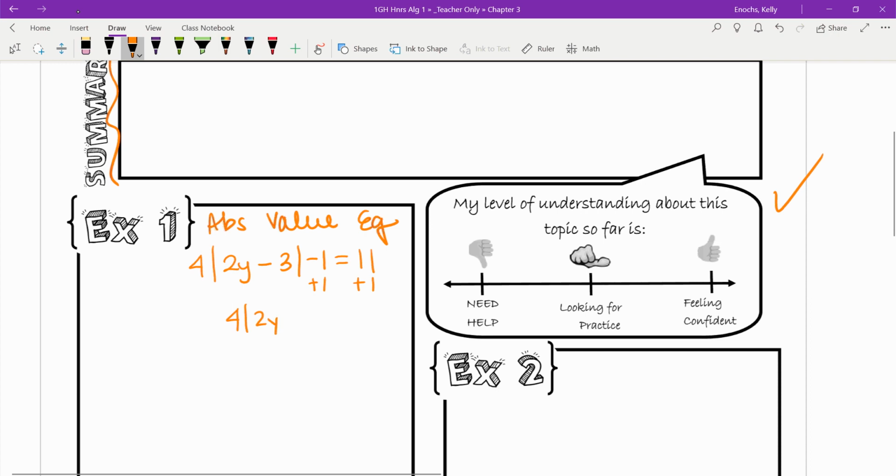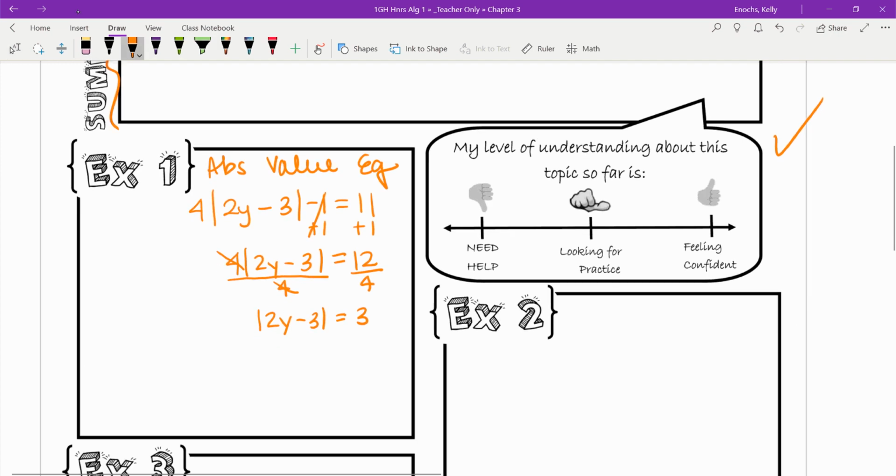And I have 4 times the absolute value of 2y minus 3 equals 12. Then I'm going to divide by 4. And even though absolute value bars are not parentheses, they kind of function like them if there's a coefficient in the front. So I can divide this 4 out and make that the inverse operation and cancel those out. That gives me the absolute value of 2y minus 3 equals 3. Now that we have just the absolute value part, we can separate that into two separate equations. One with a positive answer and one with a negative answer.